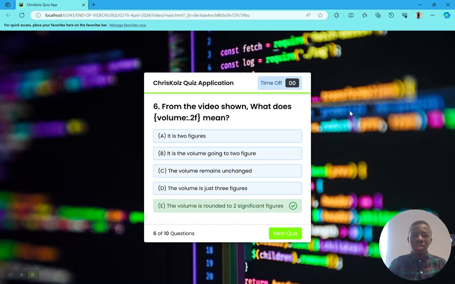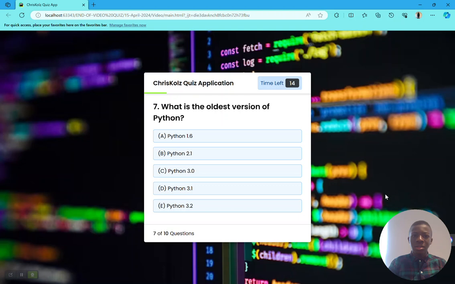From the video shown, what does volume to 2 significant figures mean? So it's actually this, A. Not 3 figures. It does not mean remain unchanged. It's 2 significant figures. And 2 significant figures also means important: the 2 most important figures. So you're going to round it to 2 significant figures. Once we run our program, you will understand. That's Python 1.6. Next.